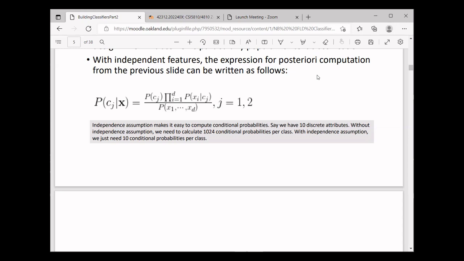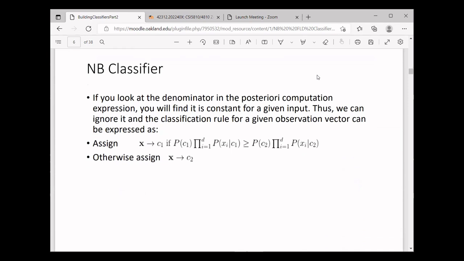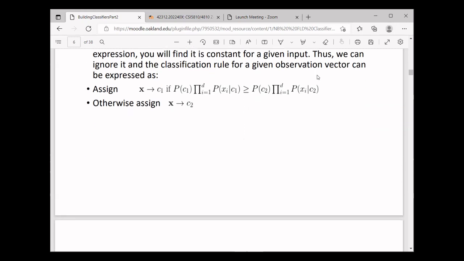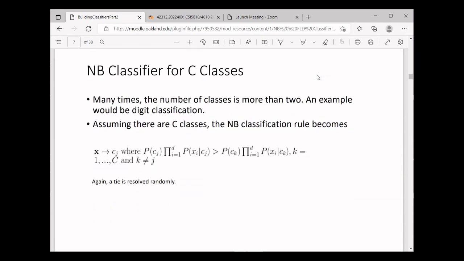All right. So that's why in practice, the naive Bayesian classifier rule is specified as shown in this slide. That is, you basically assign X to class 1 if the posteriori probability for class 1 given by this formula turns out to be more than the posteriori probability for class 2. All right. So that's really all there is about the naive Bayesian, except that now the question is, how do we expand this to C classes when we have more than 2 classes? And also, how do we get hold of these probabilities?